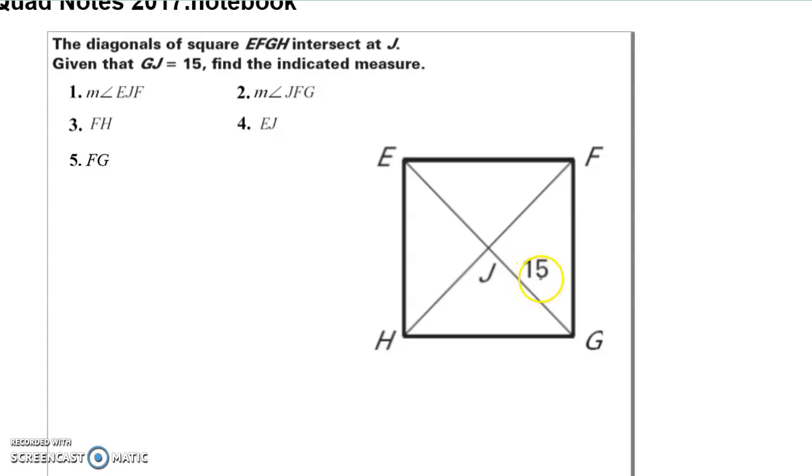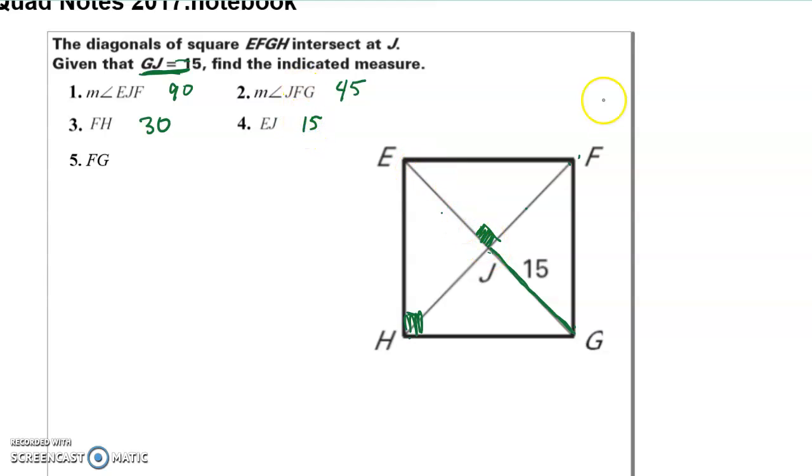If I start to go through this, I see this is 15. That's what they're talking about. It's 15, JG. It tells you in the directions. So that means every diagonal length's 15. There's no values because you need to know every corner's 90 and inside the diagonals are 90. So if I say EJF, I know they're talking about 90. I know JFG is 45. Okay. FH is going to be the entire diagonal length, and EJ is going to be half of that diagonal length, so 15.